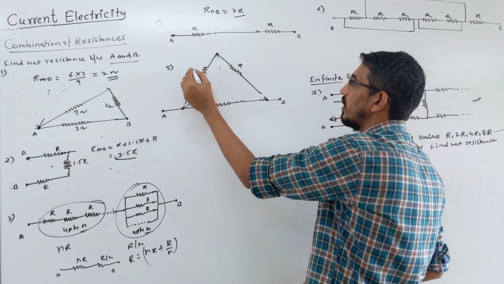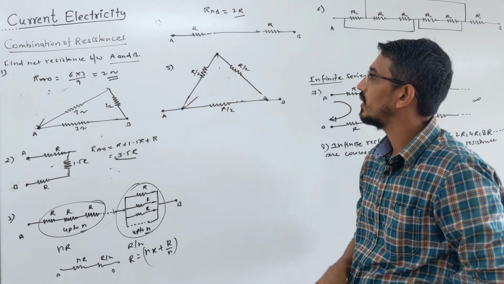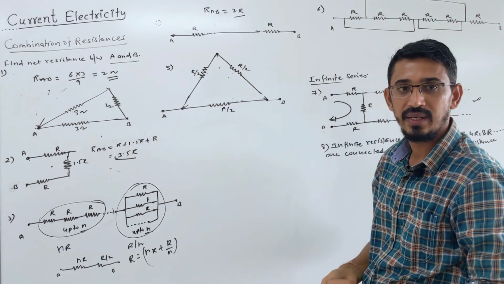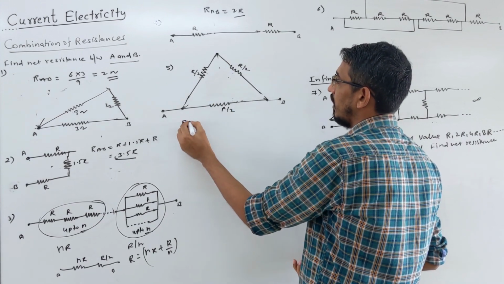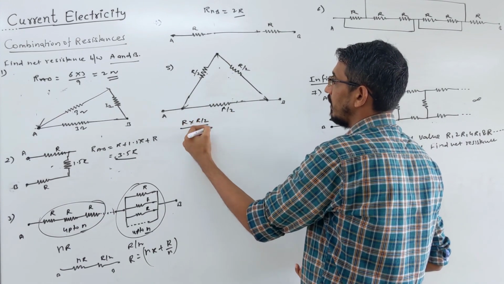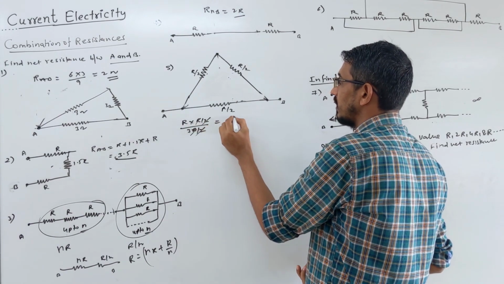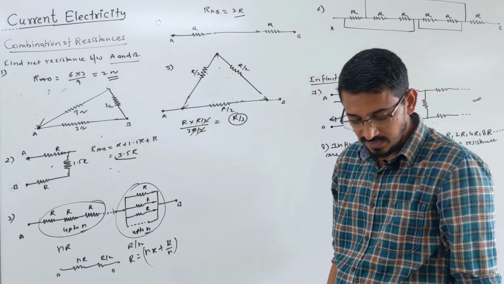2R and R in parallel. So the answer becomes R by 2, R by 2. Here also it becomes R by 2. That's all. Now these R by 2 are in series. So the net becomes R. Then R and R by 2 are in parallel. So what is the answer of this? R by 2 divided by 3R by 2. So this all goes here. What is the answer? R by 3. That's the net resistance of this circuit. Okay, simple.